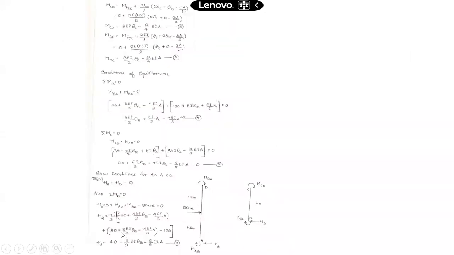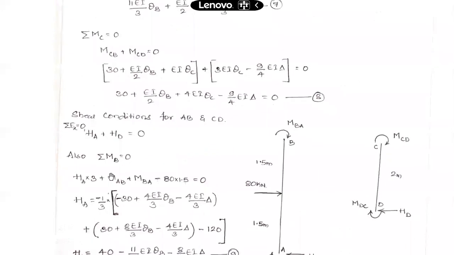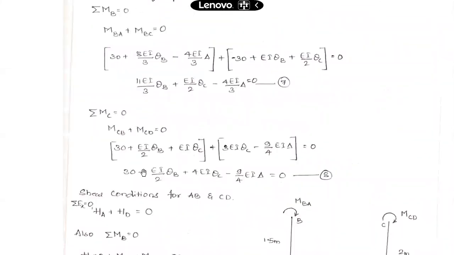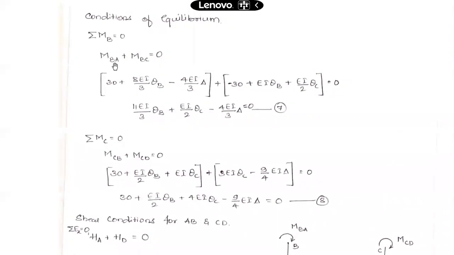Then with the help of the conditions of equilibrium at joints B and C, we have the conditions specified over here. Summation of moments about joint B should be 0, that is MBA plus MBC should come out to 0. When I substitute for these two equations, MBA and MBC, I get another equation in terms of theta B, theta C, and delta. The condition of equilibrium gives us this particular equation, equation number 7.